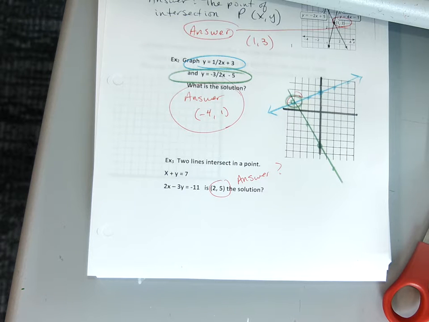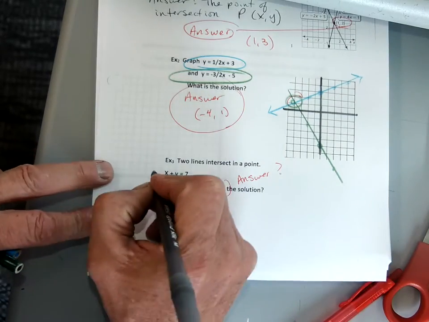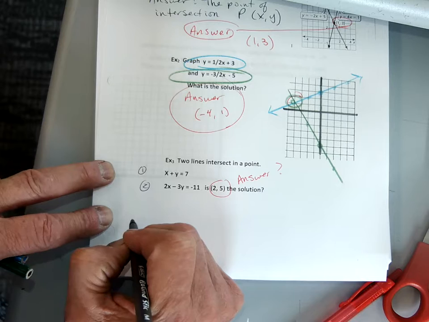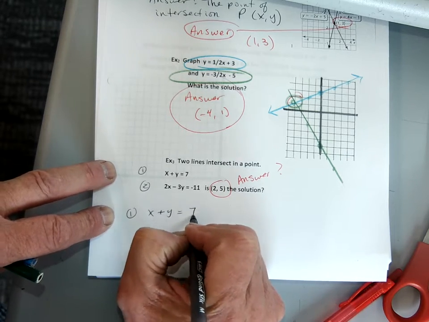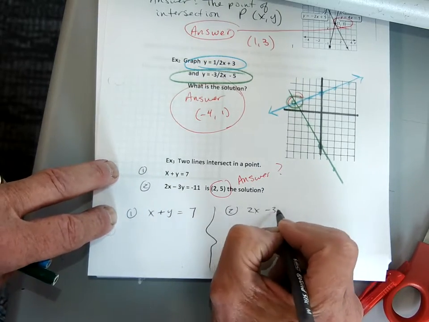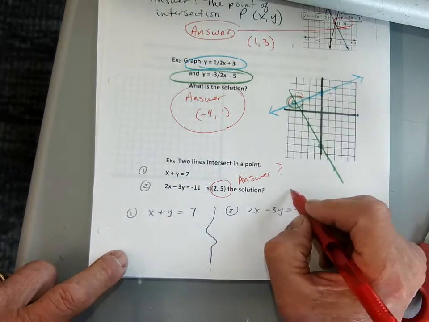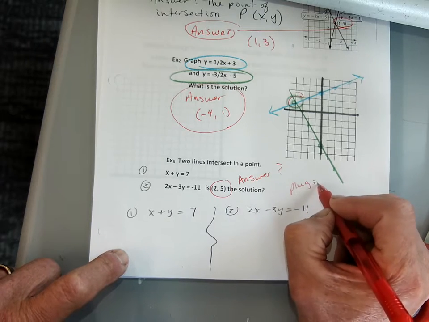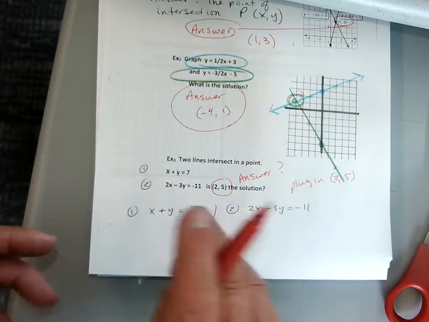Okay, so let's plug it into both equations. It's faster than graphing it. So is this the answer? I don't know. So I'm going to write the two equations side by side, my equation 1 and my equation 2. I like side by side because it gives me room to work. So I'm going to plug (2, 5) into both. Got to plug it into both.